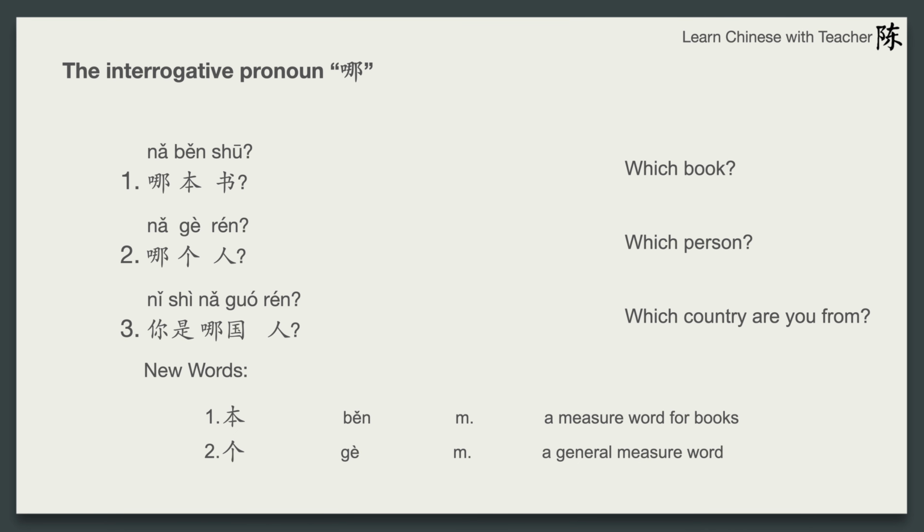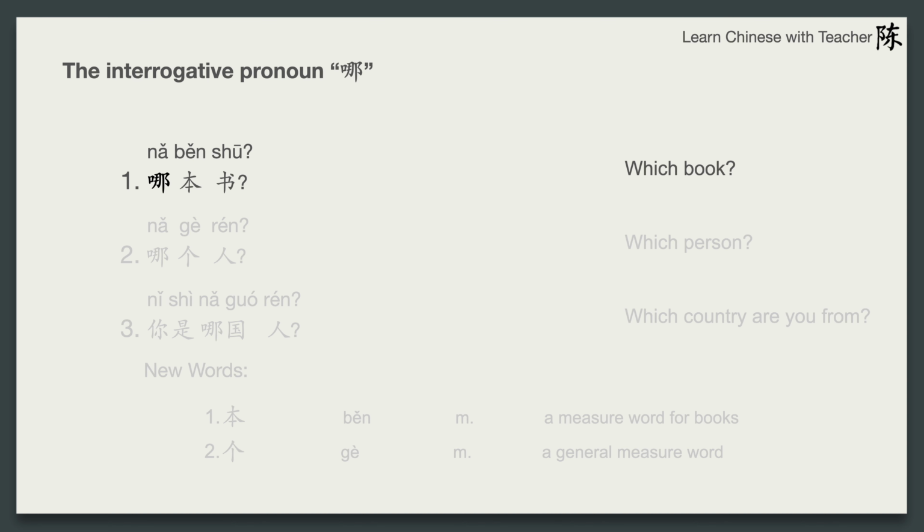The interrogative pronoun na, which. Let's read these sentences first. 哪本书？哪个人？你是哪国人？ We have two new words in this part. The first one, 本, it's a measure word for books. 个 is also a measure word. It's a general measure word in Chinese. It's the most commonly used measure word in Chinese. You must memorize it.